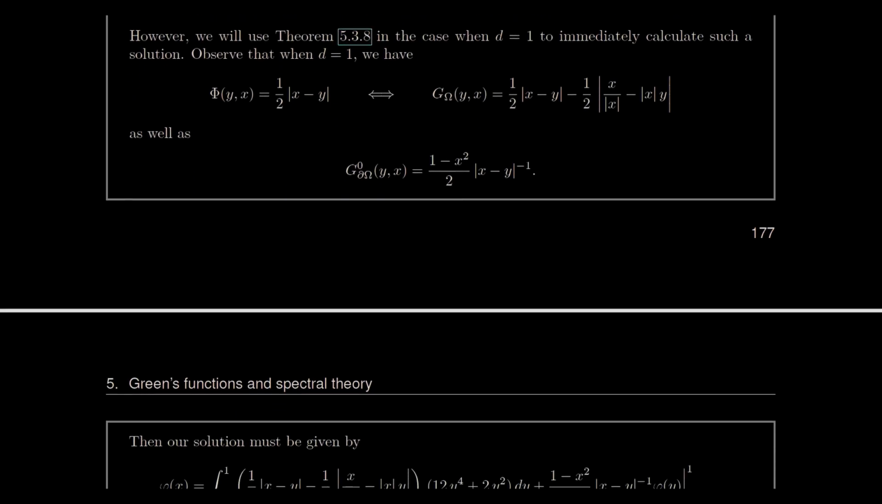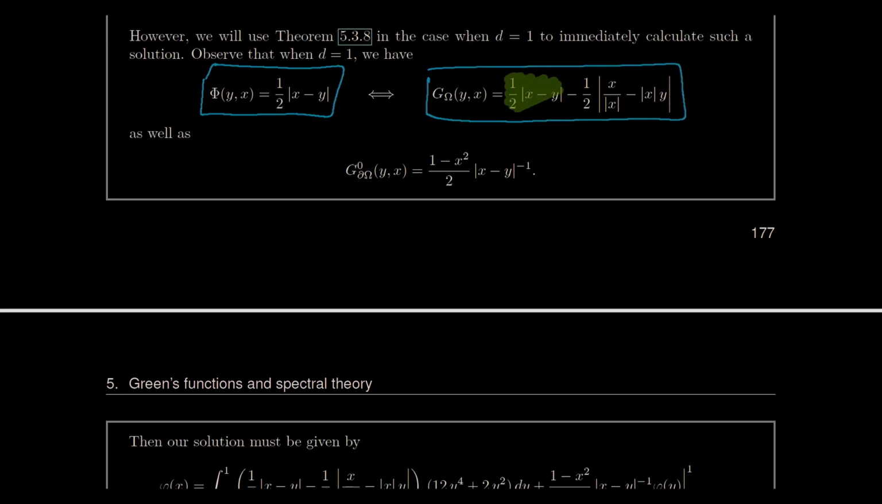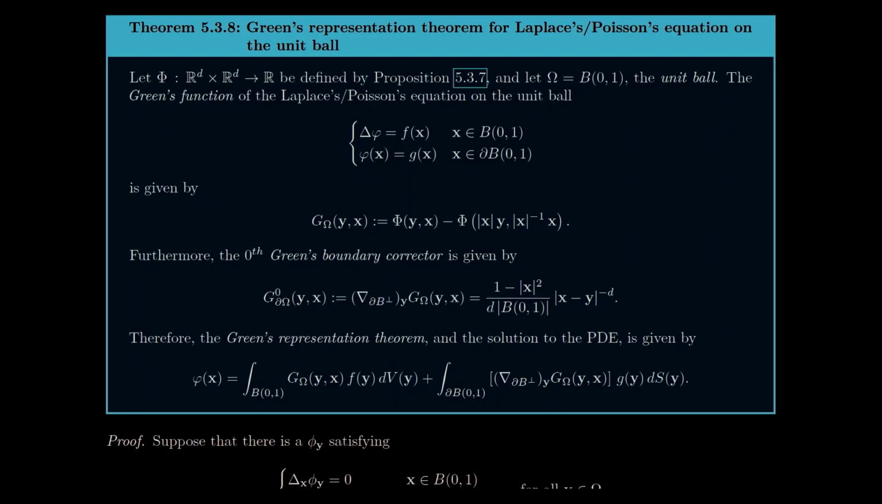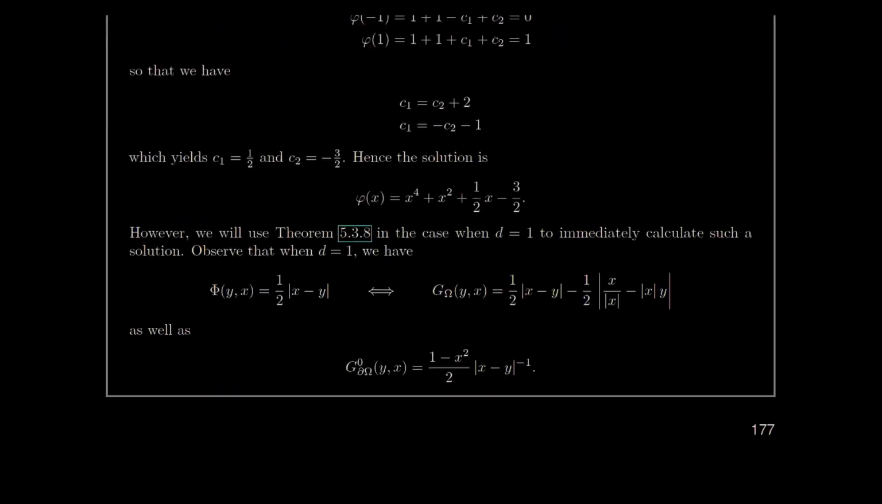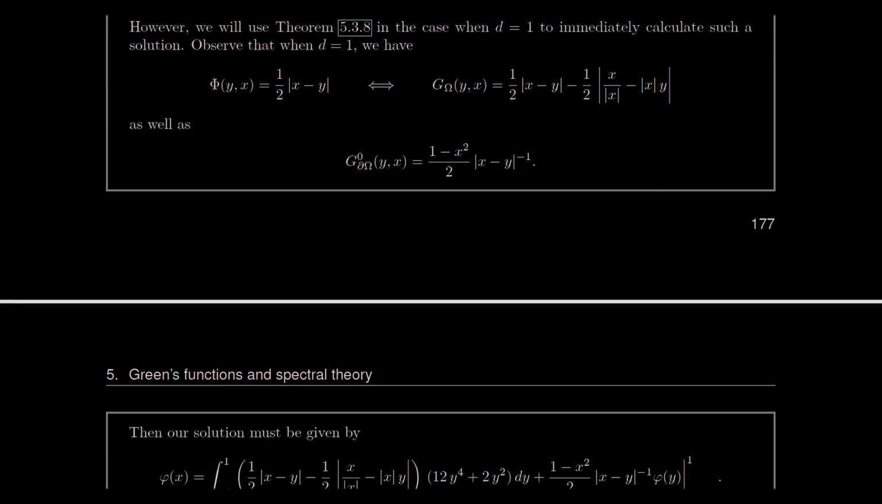In Green's representation theorem, if we restrict ourselves to one dimension, we look at the fundamental solution of the Laplacian in one dimension. It looks like 1/2 absolute value of x minus y, which means that the Green's function of boundary value 0 is, recall, the fundamental solution minus the fundamental solution where the x variable has been multiplied by 1 over its magnitude and the y variable has been multiplied by its magnitude. I'm going to scroll back up to theorem 5.3.8 so that you can see that again. So it's the fundamental solution minus the fundamental solution where the y variable is scaled by the magnitude and the x variable is scaled by 1 over its magnitude. That's what we have here for the Green's function of boundary value 0.